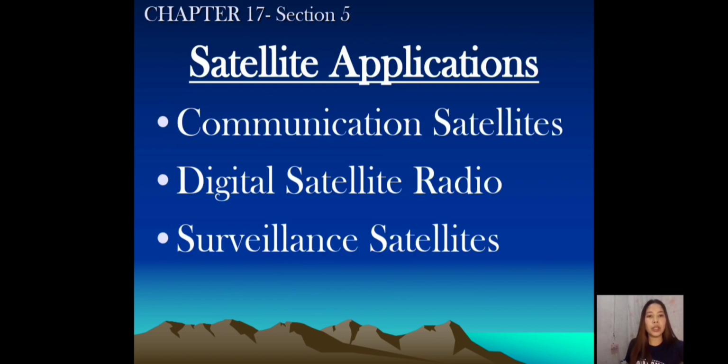Satellite applications. There are three satellite applications. First is the communication satellites. Second is the digital satellite radio and surveillance satellites.